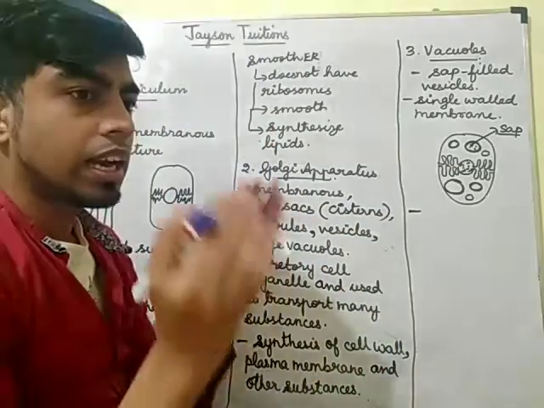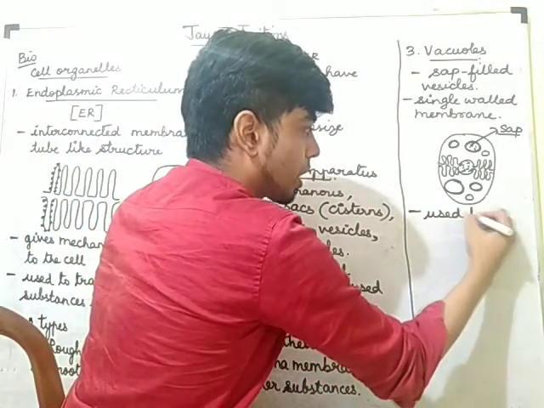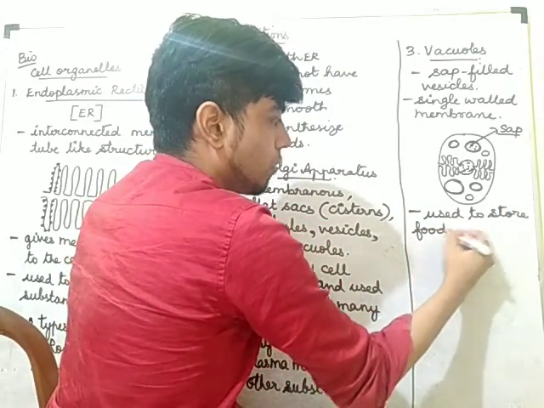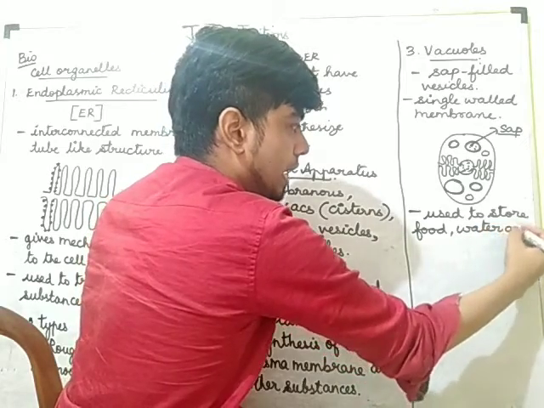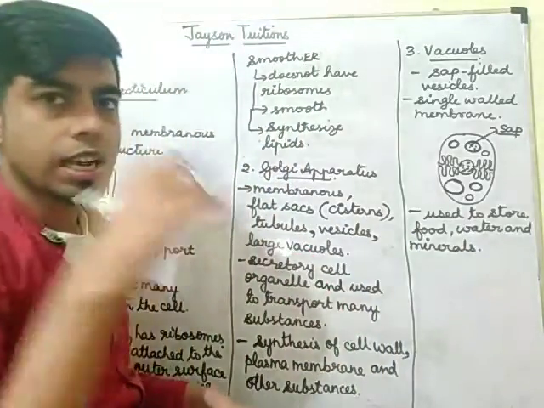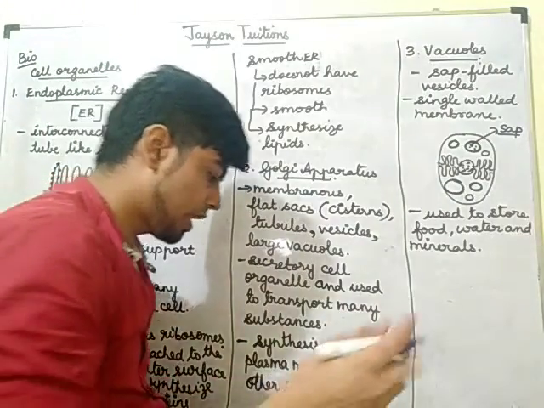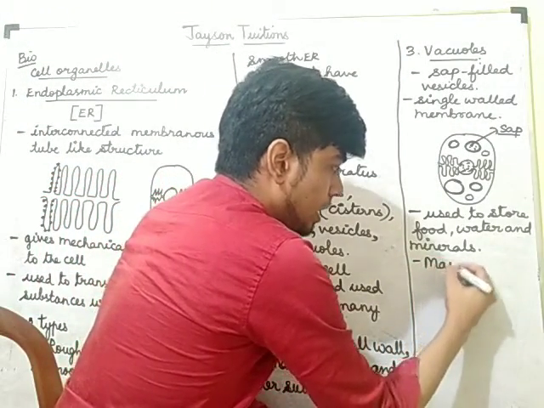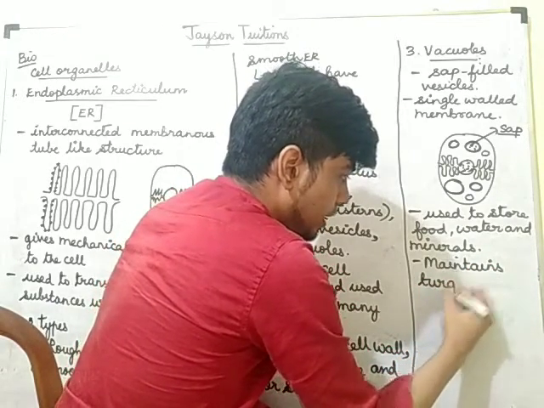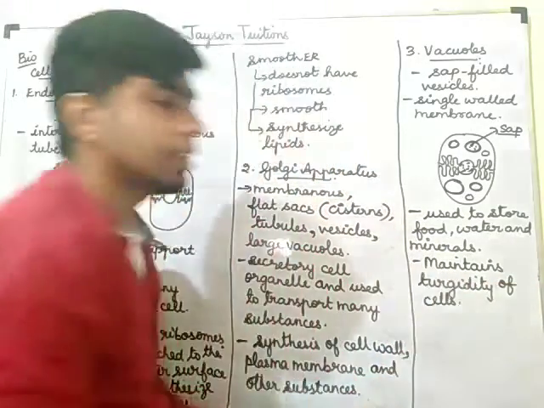So what are these vacuoles used for? These vacuoles are like stores. They are used to store food, water and minerals. So the food, water and minerals which are coming inside the cell are stored in these vacuoles. The next one, it maintains the turgidity of the cell.